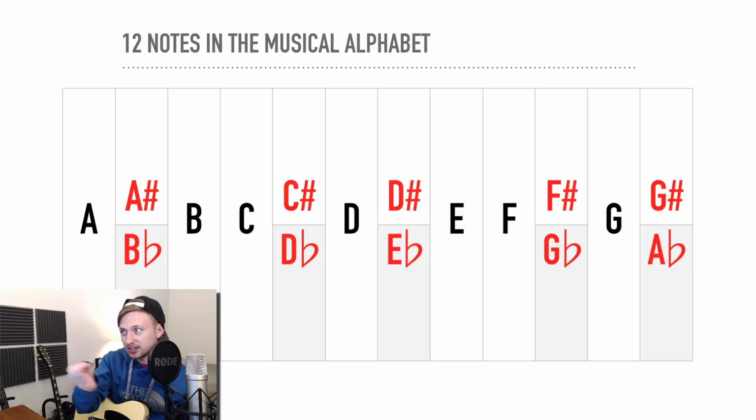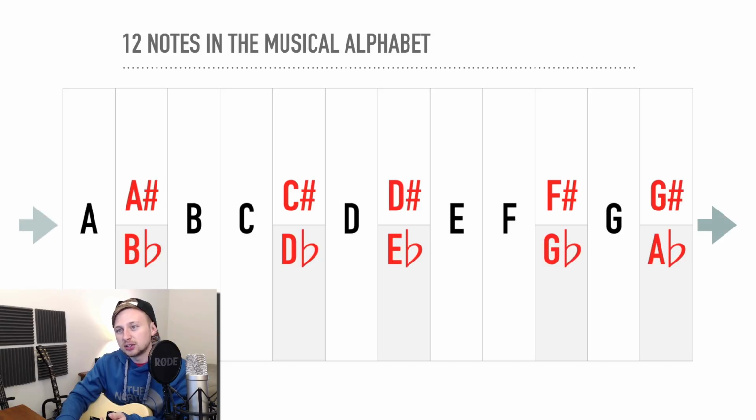Okay, so these are the 12 names for the 12 notes in music. There's a couple other things I want to point out about this chart while we're here. First of all, if you were to go from A and count your way all the way up the alphabet to G sharp, once you get to the end, this alphabet moves in an infinite loop. So you're going to go back to A, okay?